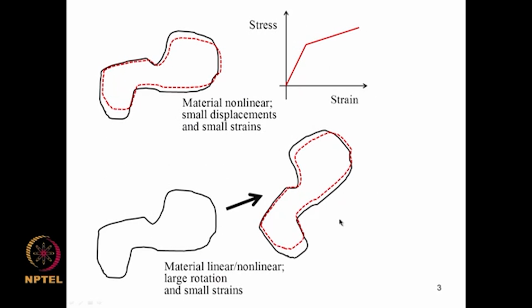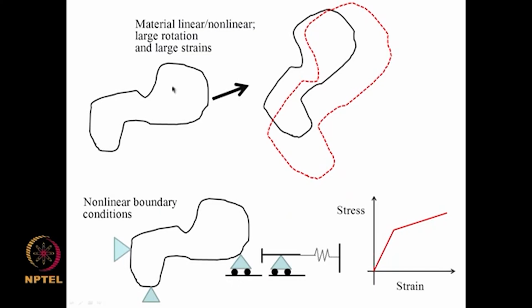So, various schemes of classification are possible. All these nonlinearities can coexist in a problem. What is shown here is small displacements and small strains, but there is material nonlinearity. Whereas in this case the material could be linear or nonlinear, but there are large rotations but small strains. Here material again could be linear or nonlinear, there is large rotation and large strains, and this is a schematic of a situation where there could be nonlinearity associated with boundary conditions.